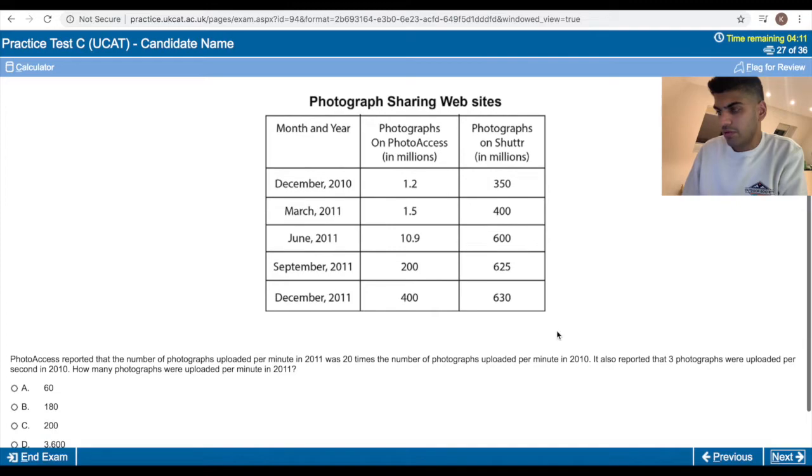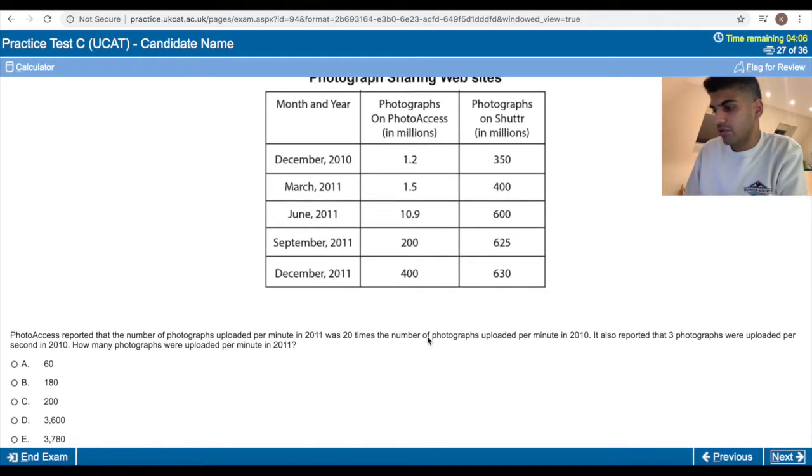Okay, the next one. Photo Access reported that the number of photographs uploaded per minute in 2011 was 20 times the number of photographs uploaded per minute in 2010. It also reported that 3 photographs were uploaded per second in 2011. Okay.